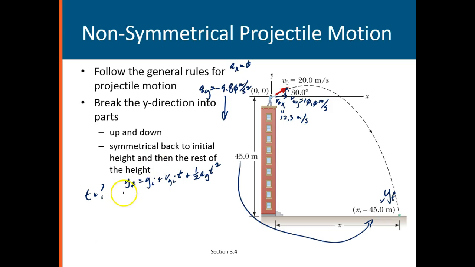Okay. What's your y final? Negative 45.0. Remember, they set it up that way. Negative 45.0 meters. I'm going to hang on to these for a minute. What's our y initial? That's an angle. It wouldn't be a good y. Say again? 0. Yeah, there it is, right there. Right at the origin. That's where he's throwing it from. So that's 0. That's out of there.